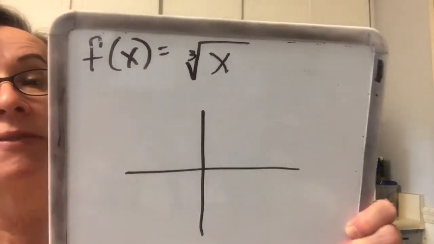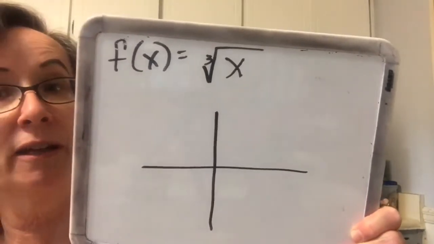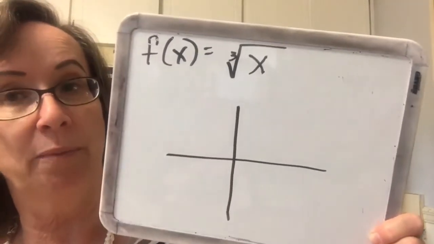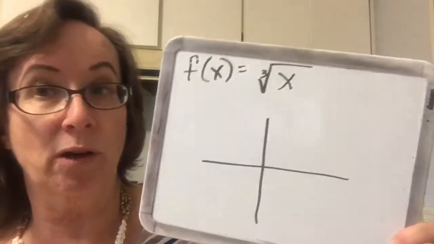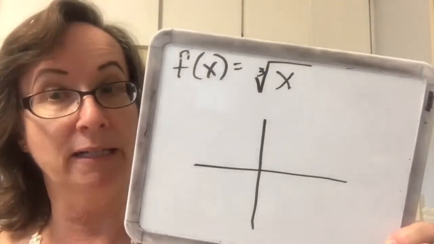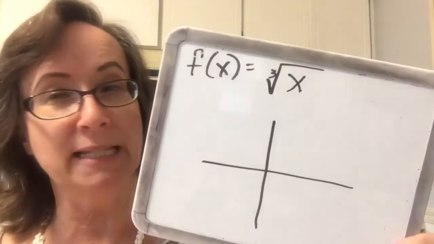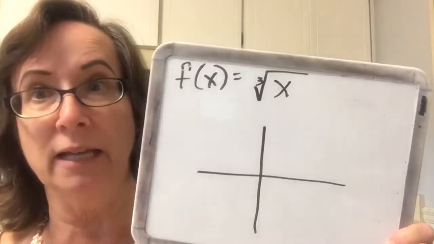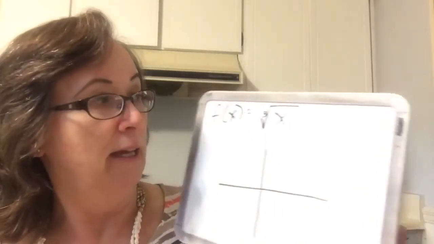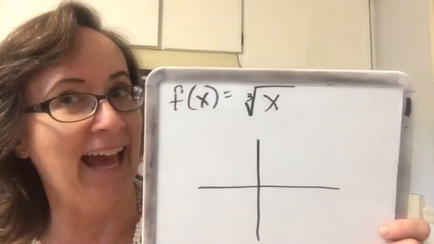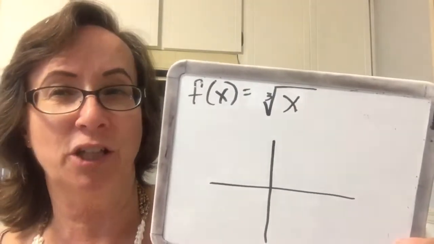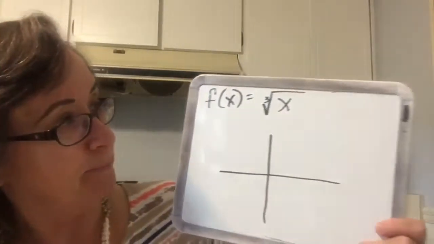Now we're working with cubic roots. We're going to graph the cubic root function. Now this is the parent cubic root function, just like the square root of x was the parent square root function. The most basic cubic function we can get is cubic root of x. So once we learn how this acts, then we'll know how all cubic roots act.